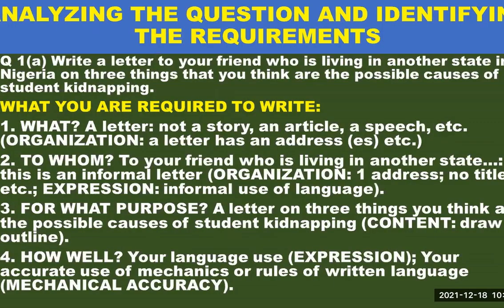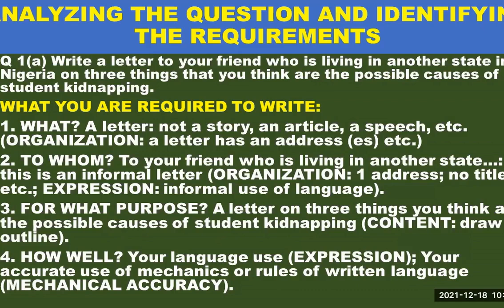So let's look at the question, and then let's analyze the question and identify the requirement. When you go into any English exam hall and you are given an essay question to solve, you need to analyze it and then identify the requirements. You need to find out what the examiner wants you to do, so that you don't do the wrong thing. In any exam, when you do the right thing, you get the right results. On the other hand, if you do the wrong things, you get the wrong results.